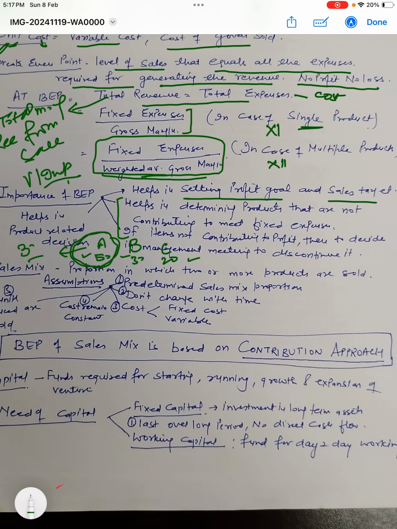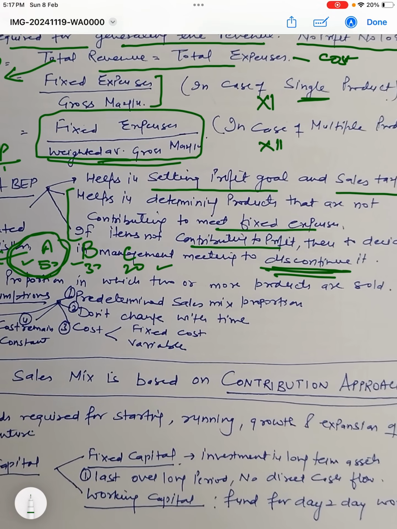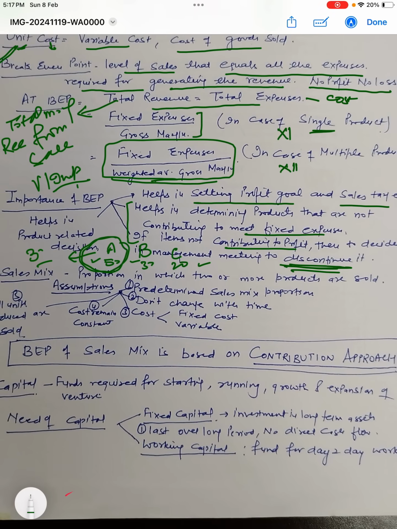So this is the second use of break even point. It helps us in knowing that if any product is not contributing to the fixed expenses and not contributing to the profit, then let's discontinue the product. So these are the 2 uses of break even point. One is it helps in setting profit and sales target. Second is it helps in meeting the fixed expenses and contribution, and in deciding that if the product is not contributing to the profit, then let's discontinue it.